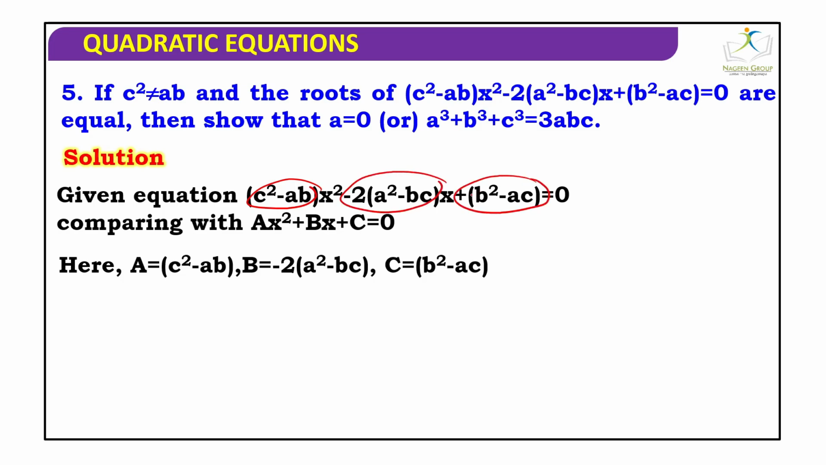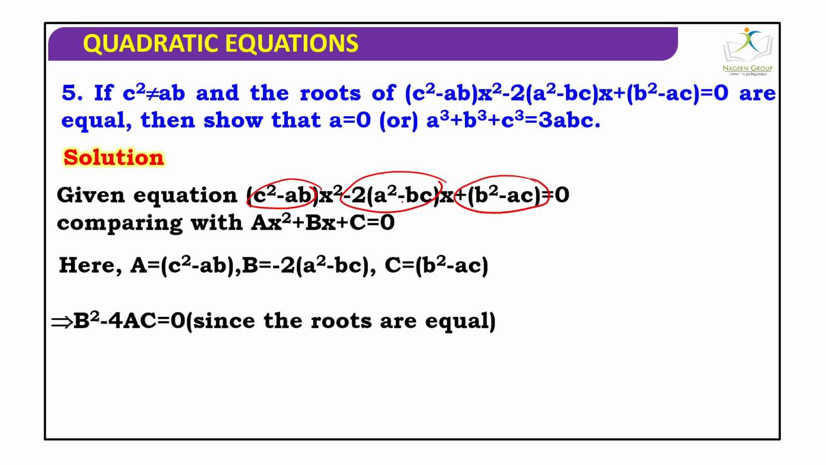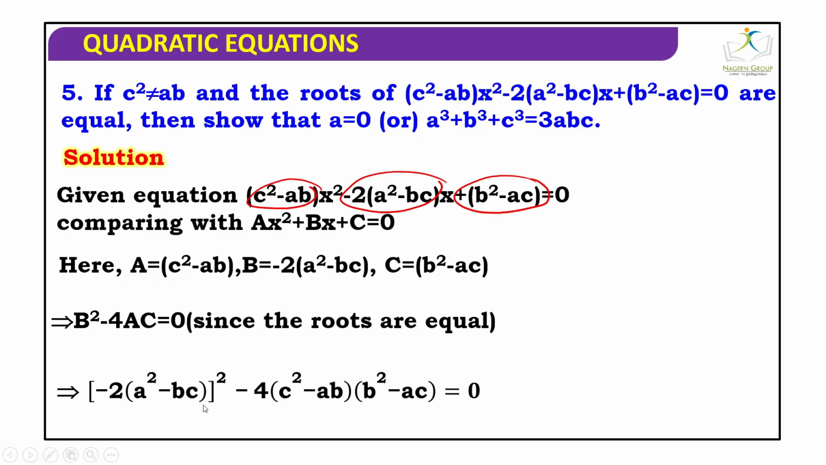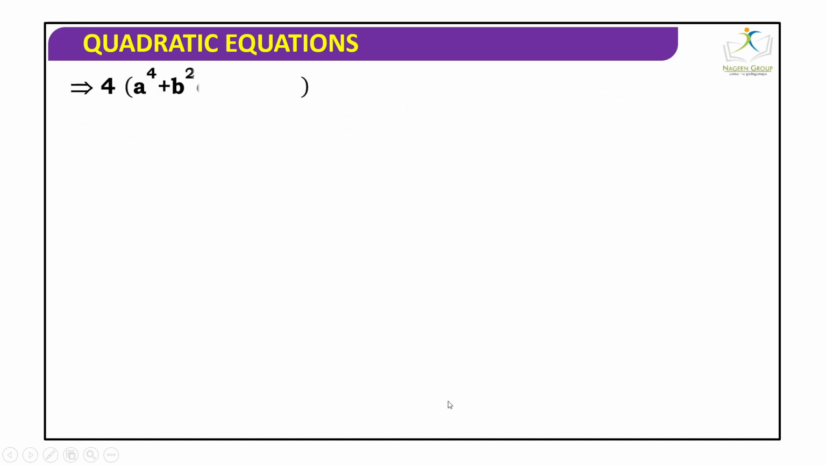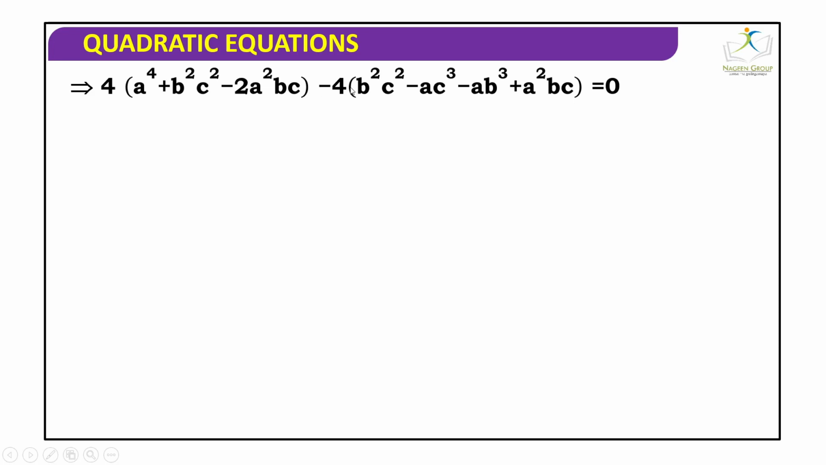Here b square minus 4ac equals 0. Put the value: minus 2 into a square, minus 4 into bc whole square, minus 4 times c square minus ab times b square minus ac equals 0. From here we say the value is a4 plus b square c square minus 2a square bc, and it equals 0. From here we take common, or we need to solve it.